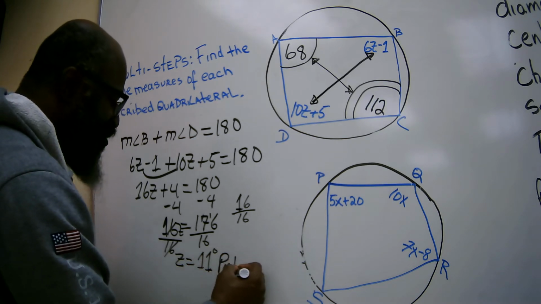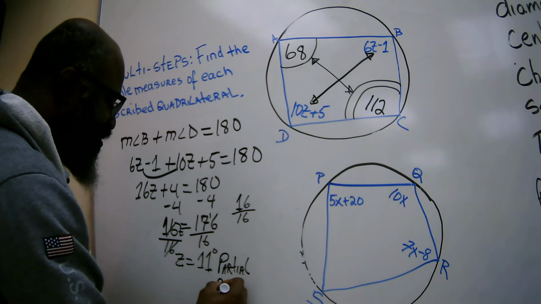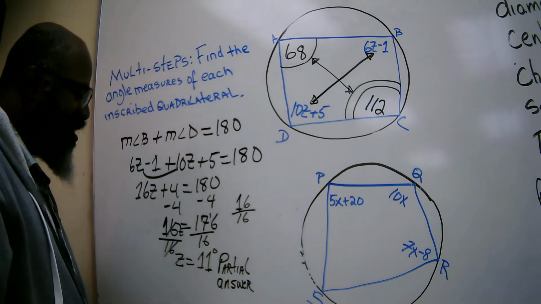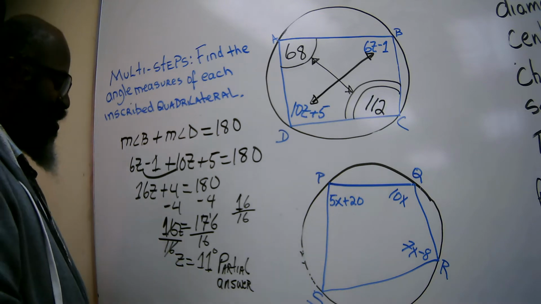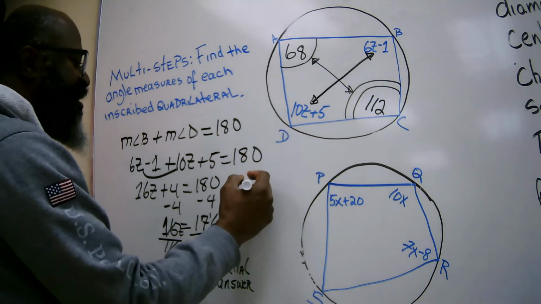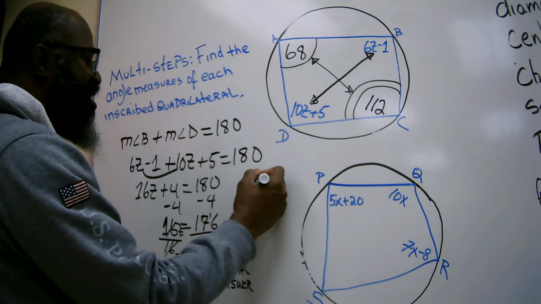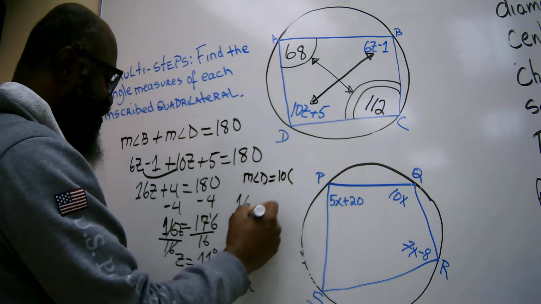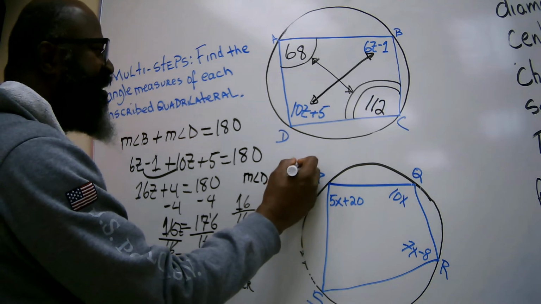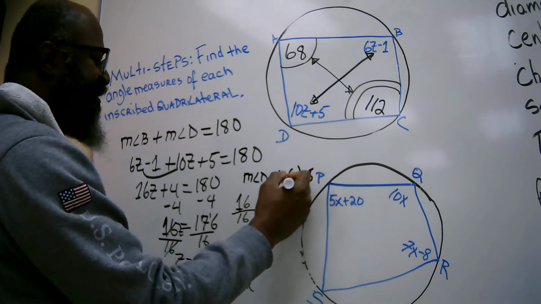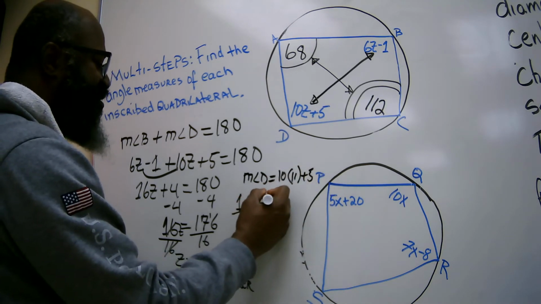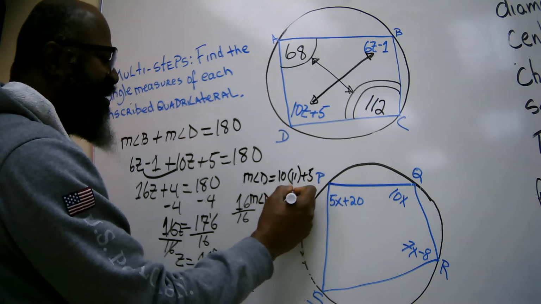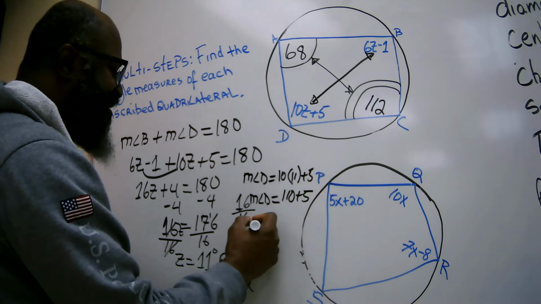This is not your final answer. So we'll have to use substitution to find the other two angles. In order to find angle D, the expression for angle D is 10 times z. We know z is 11 plus 5.